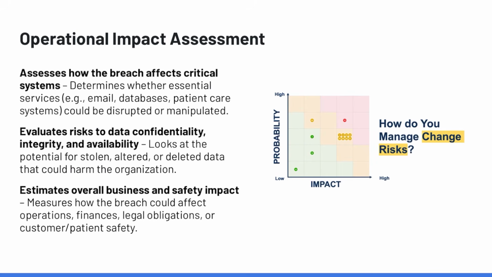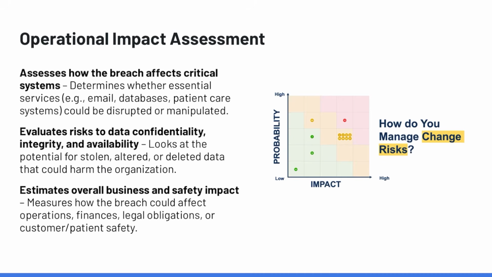Now, one thing that's going to be done as part of this phase is something called an operational impact assessment. This is a process that usually results in a document. The document's usually going to be in the next phase, which is actually the reporting phase. So this is an assessment.